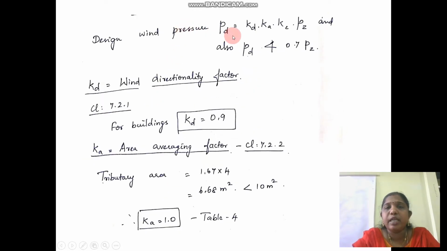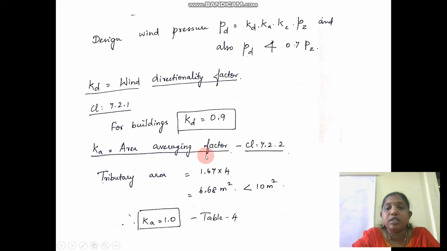Design wind pressure Pd is equal to Kd, Ka, Kc into Pz, and also Pd is less than or equal to 0.7 times Pz, which is the restriction given in the code. Kd is your directionality factor as per clause 7.2.1 if you refer. For buildings, Kd is equal to 0.9.